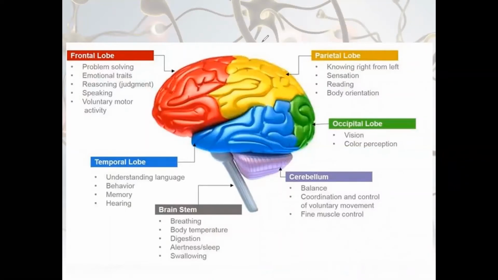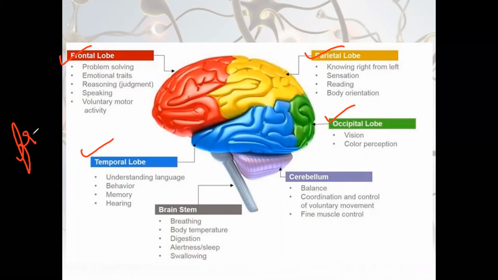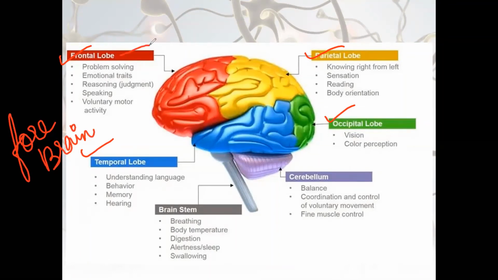Now, this is just for your information. We need not remember or mark up this thing. It's just for our remembrance that these lobes are the part of cerebrum, right? These 4 lobes are the part of cerebrum. Clear? That comes under forebrain. Frontal lobe, parietal lobe, occipital lobe, temporal lobe.